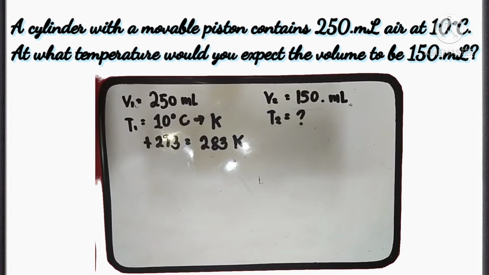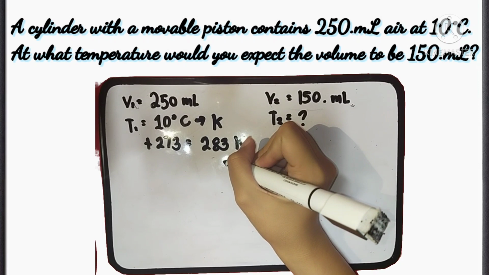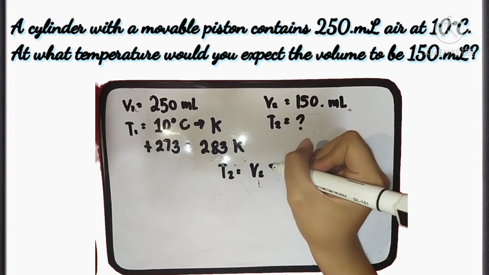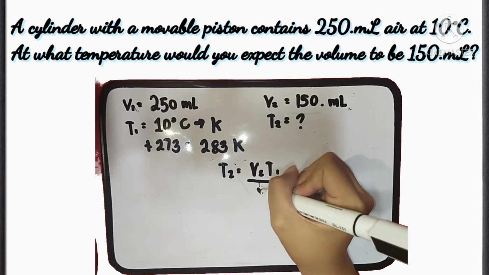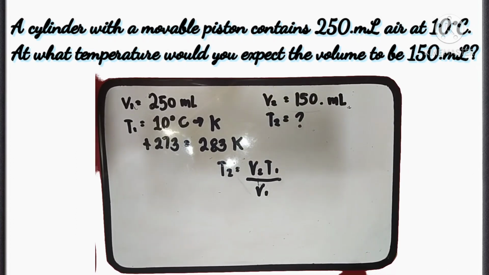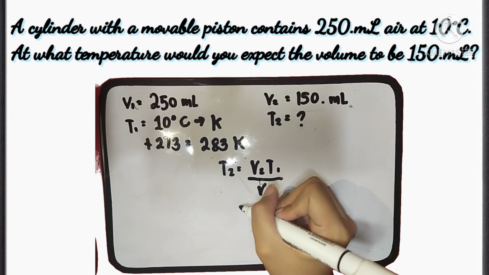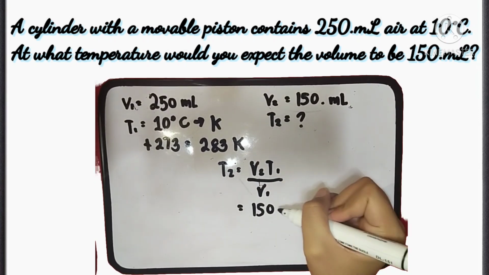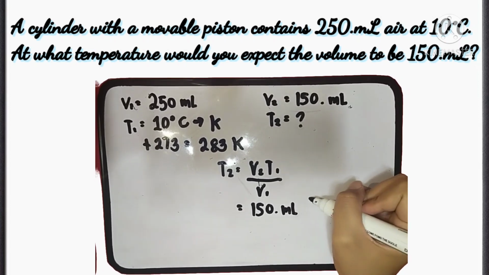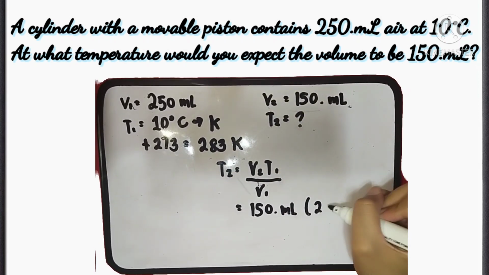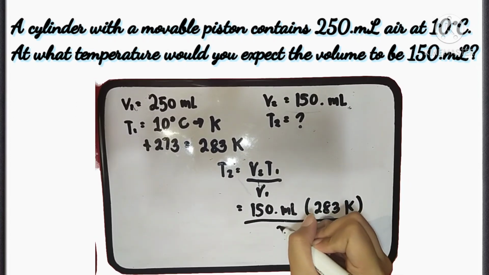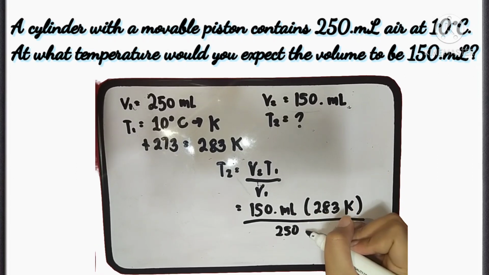Now our derived formula is T2 is equal to V2 times T1 over V1. This time, we're going to substitute all the given, in which V2 is equal to 150 ml multiplied by T1, which is 283 Kelvin, divided by V1, which is 250 ml.